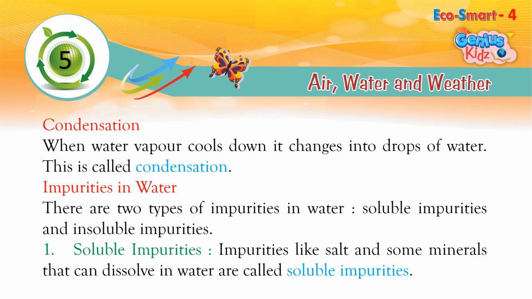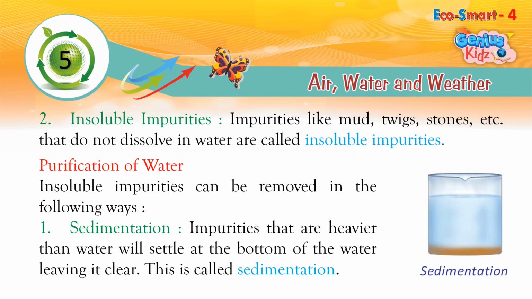Impurities in water. There are two types of impurities in water: soluble impurities and insoluble impurities. 1. Soluble impurities. Impurities like salt and some minerals that can dissolve in water are called soluble impurities. 2. Insoluble impurities. Impurities like mud, twigs, stones, etc. that do not dissolve in water are called insoluble impurities.